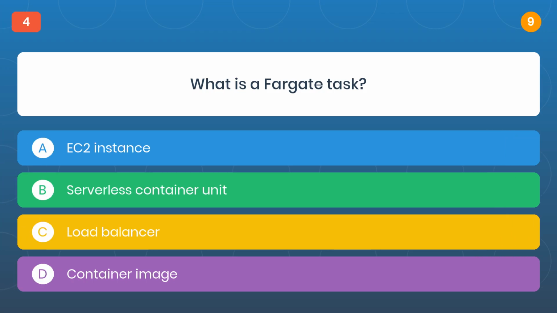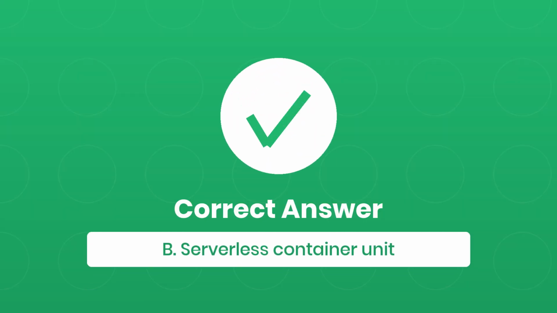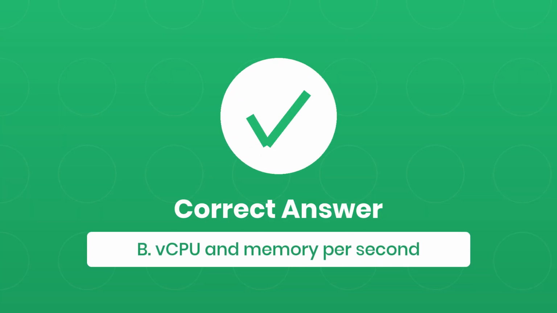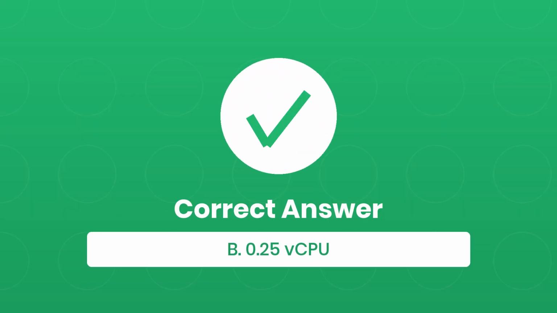Question 4. What is a Fargate task? The correct answer is B, serverless container unit. Question 5. What is Fargate pricing based on? The correct answer is B, CPU and memory per second. Question 6. What is the minimum CPU for Fargate? The correct answer is B, 0.25 CPU.